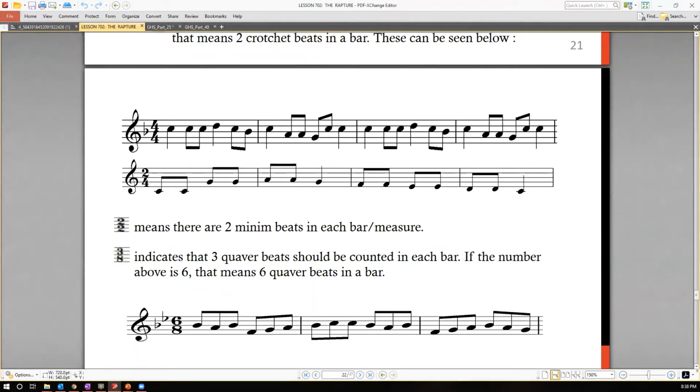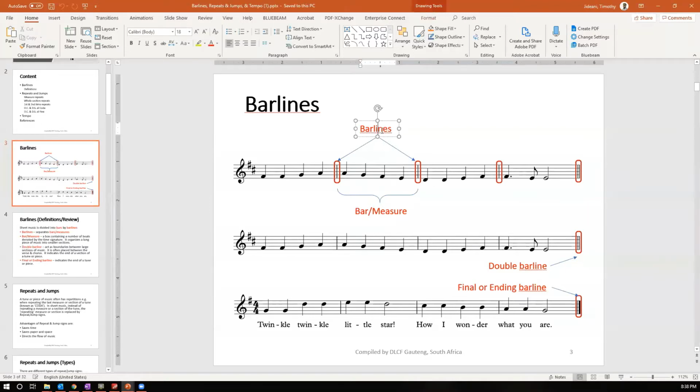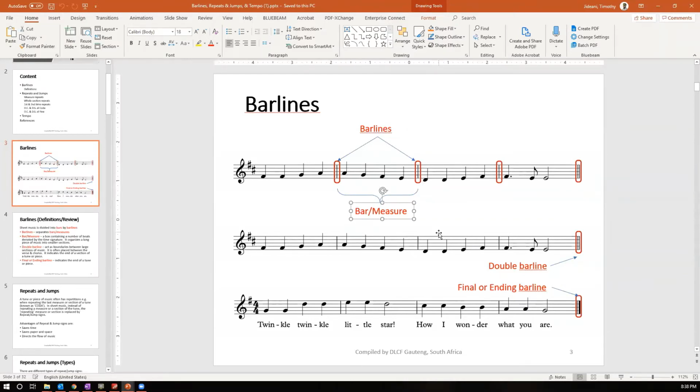Okay, so remember what a bar is. That is what a bar is. So these are bar lines, and a measure is bounded by 2 bar lines.